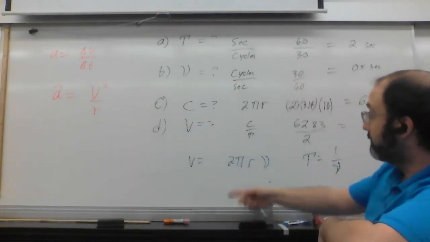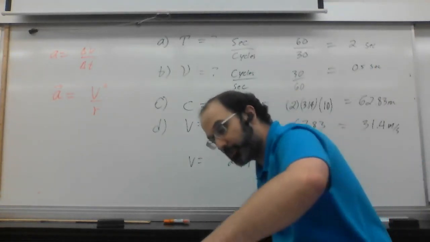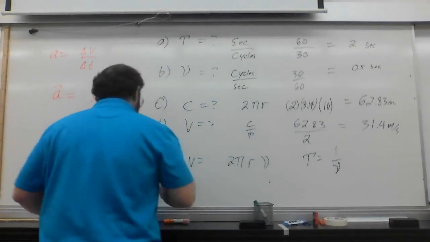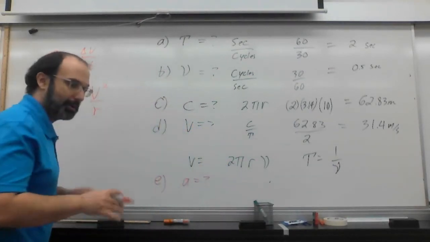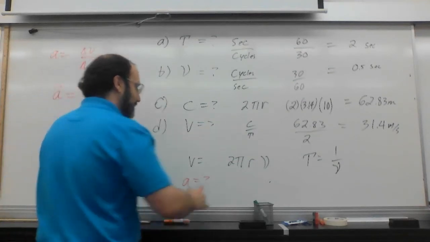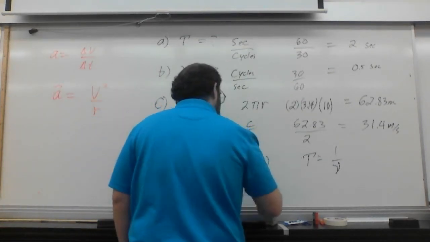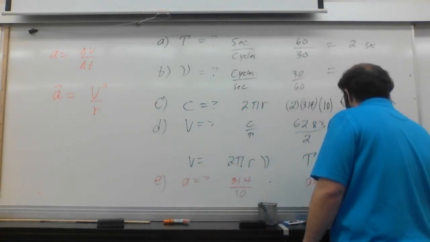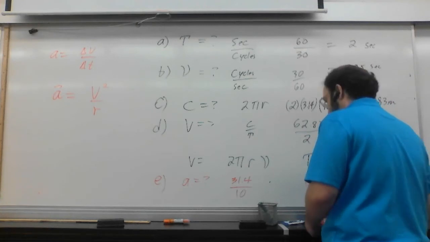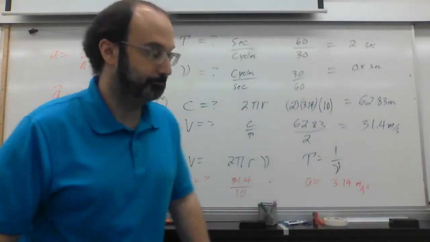Right? So for here, this whole thing here, we got this was 31.4. Okay? Let's find the acceleration. Boom, we're doing E here. E, acceleration equals who knows what. About to figure it out right now. What do I take? 31.4 divided by 10. Acceleration is equal to 3.14 meters per second squared. Done. That's all I have to do.